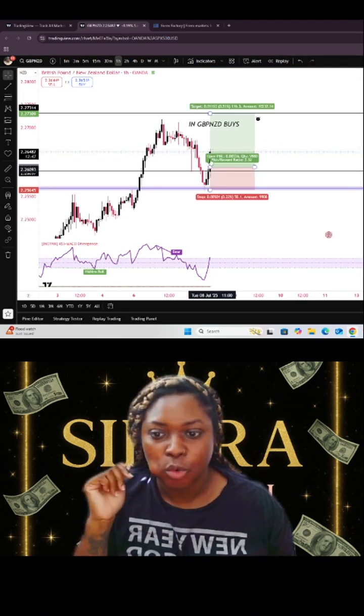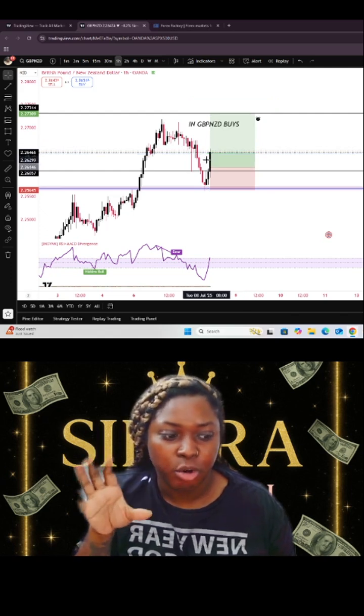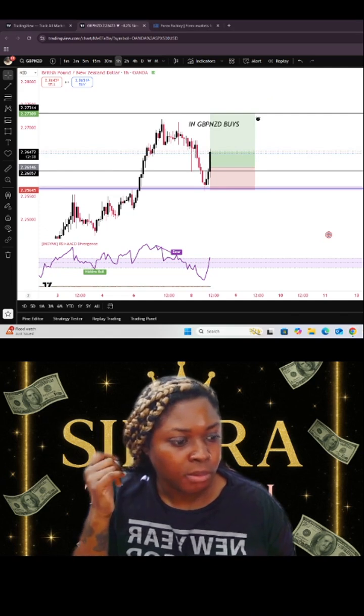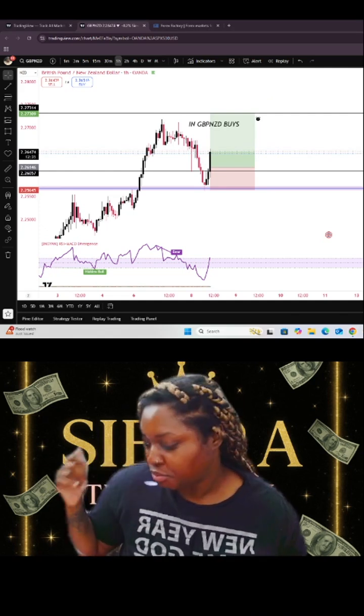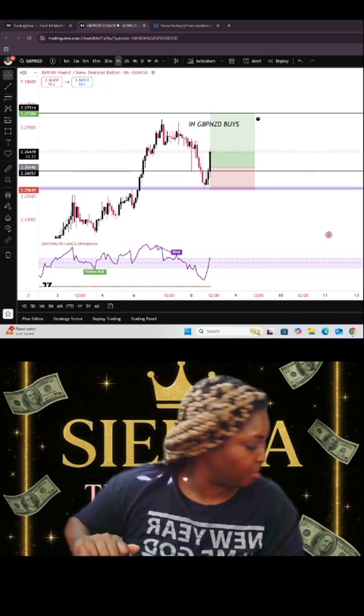Now, with this impulsive move, this impulsive candle, you'll probably see some type of pullback. But it's okay, just hold it. Okay? It's all going okay.